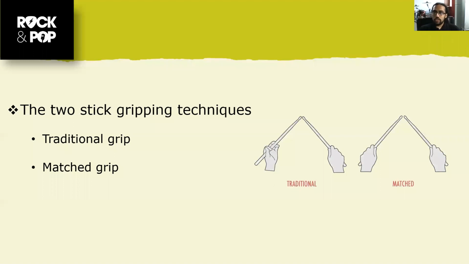But eventually, the drum set evolved where the drums were not mounted on the body; they were kept on the floor, and because of that, drummers felt there's no need to play the drum in the traditional grip, so they just moved both their hands to the match grip position. Match grip position is nothing but where your palms are facing down or towards the drums.